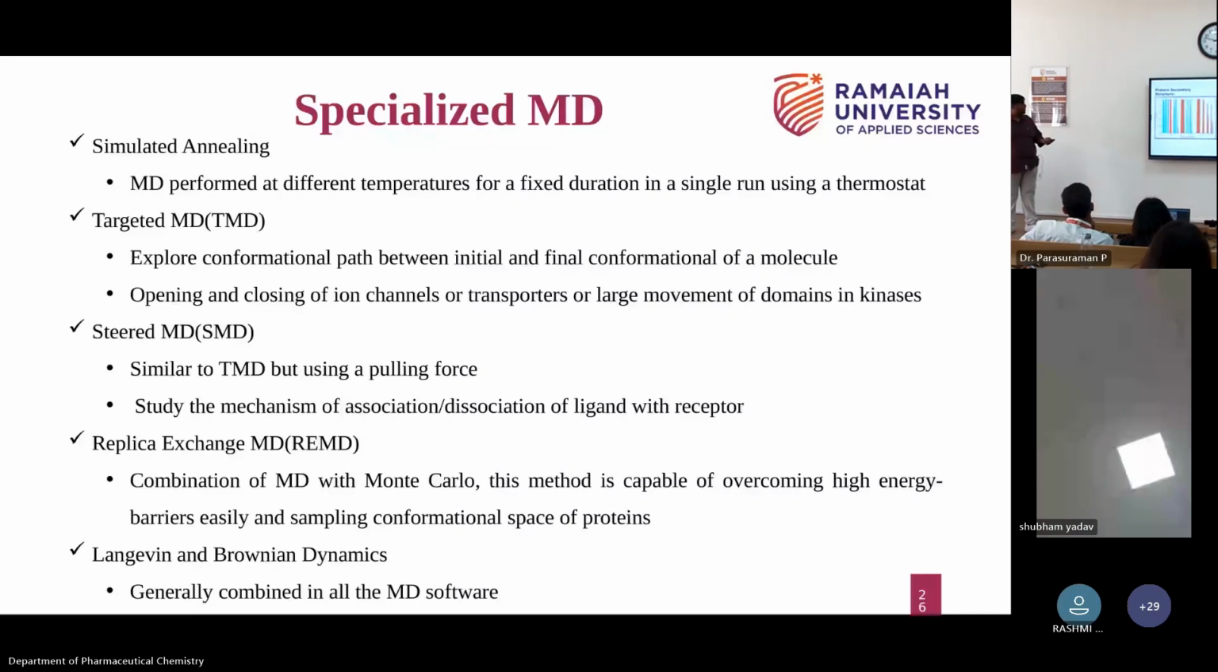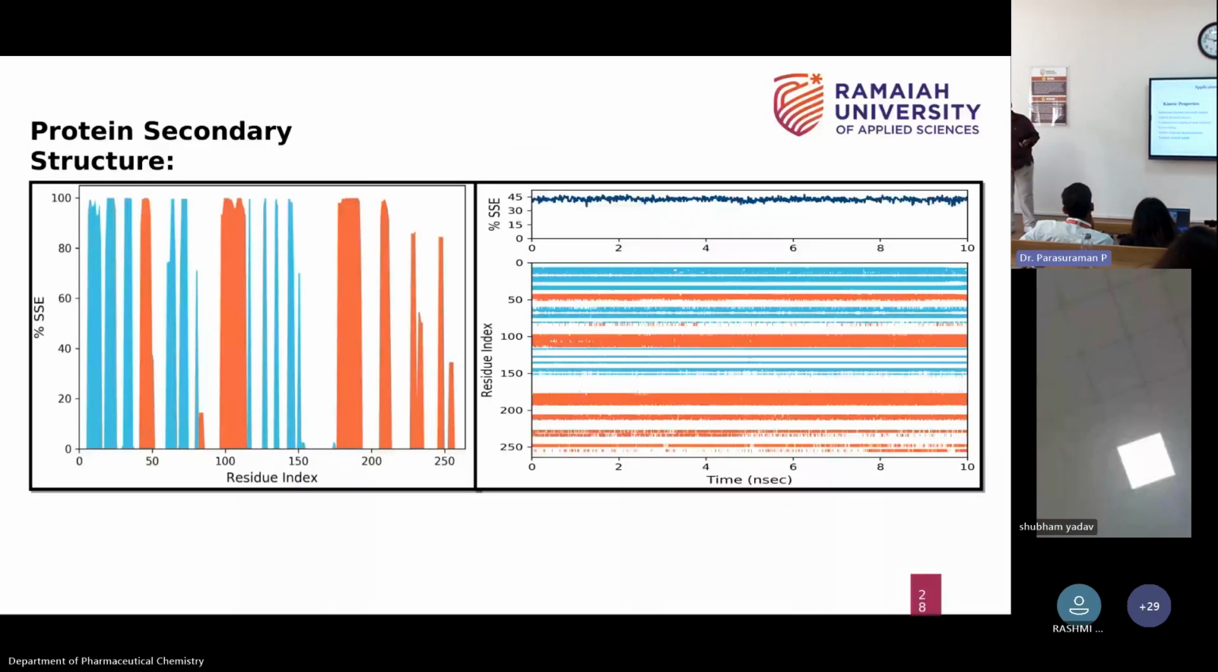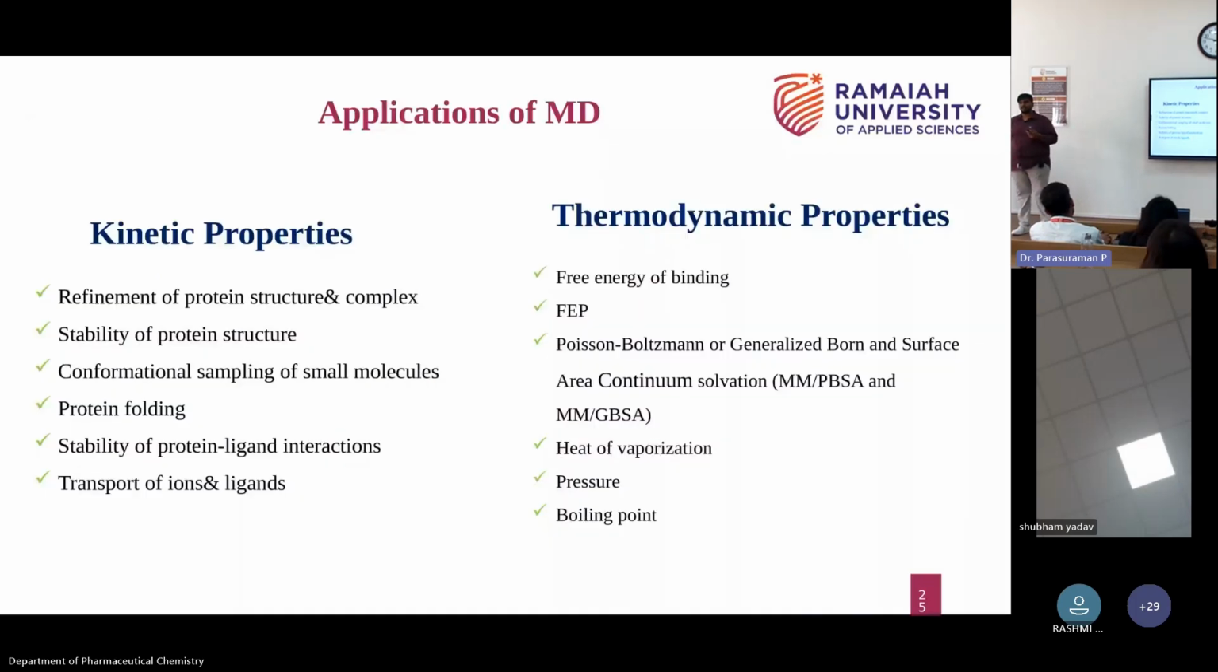Now we'll be seeing how to do a molecular dynamics simulation using Desmond. Desmond is software developed by Schrodinger and D.E. Shaw Research. Desmond is owned by Schrodinger, which is commercial software, but for academic purposes you can apply for a license. It is free for academic use, and we can run it in Linux, not in other OS.